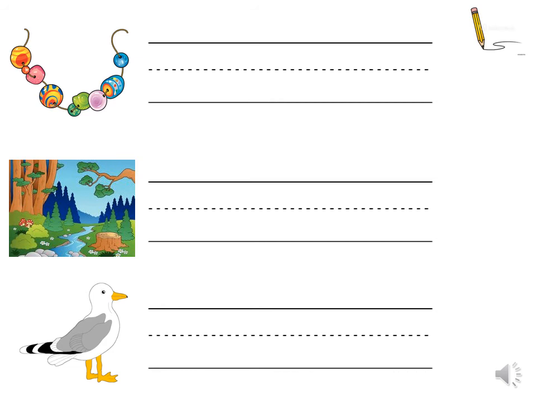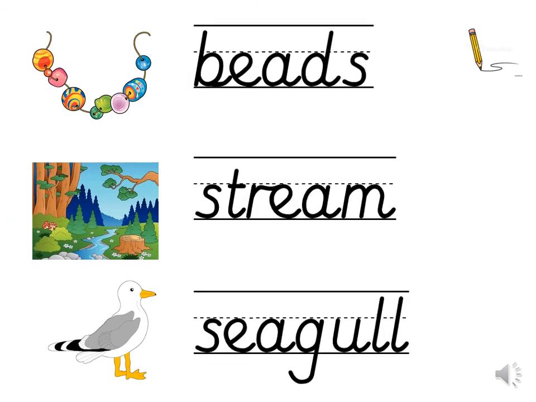We're going to check our spellings now, but if you're not ready, just pause the video and click play once you are ready. Can you tick or fix each spelling? I hope you got your B and your D around the right way in the word beads. And what about the word stream? Did you hear the S, the T and the R? I wonder, does your spelling of seagull have 2 digraphs as well? Well done, everybody.